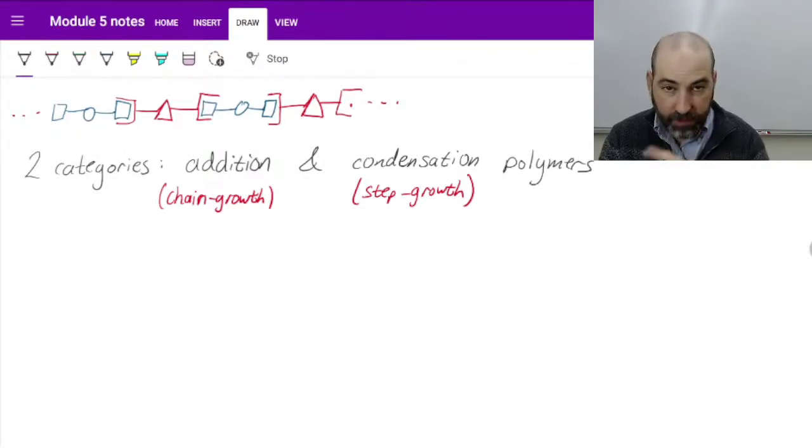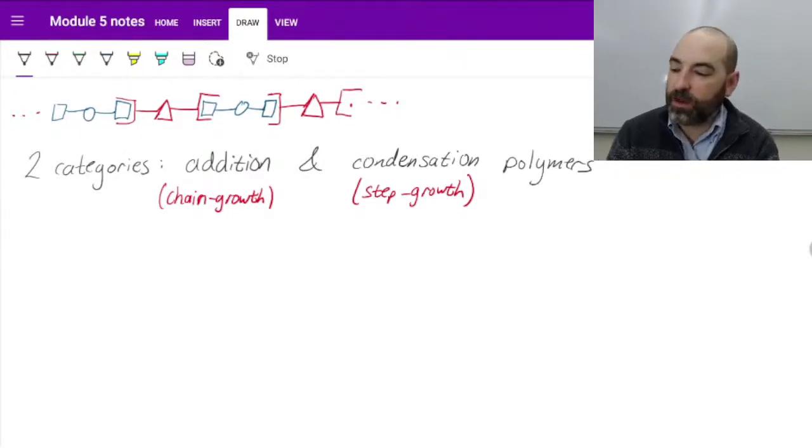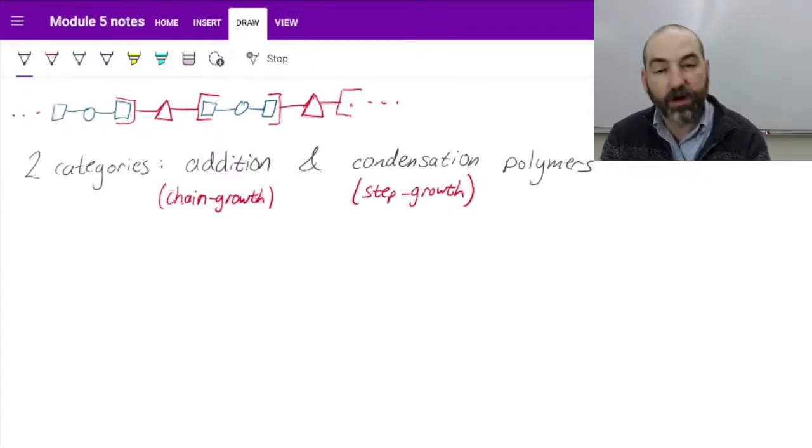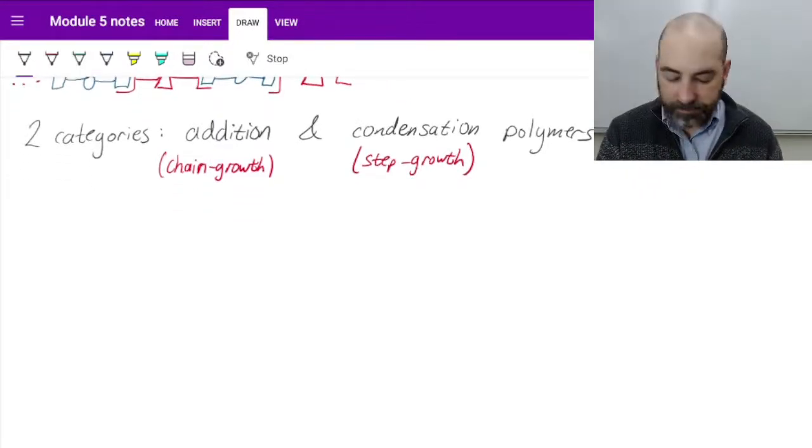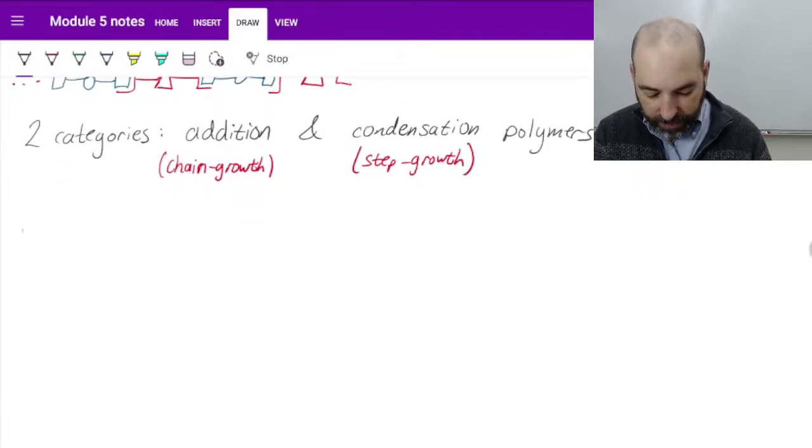As always, these notes are in OneDrive, so you can follow along there, actually just live, or you can take your own notes and then check later and make sure you got everything right. All right, so we'll first start looking at the addition polymers.